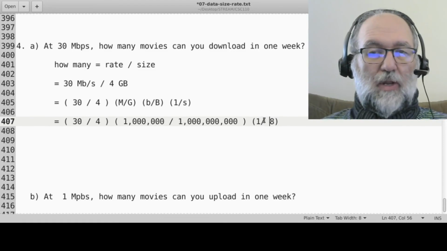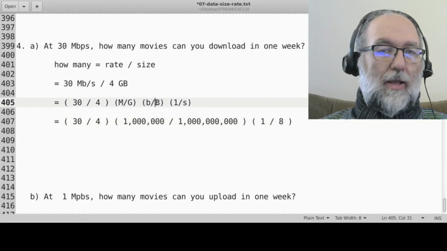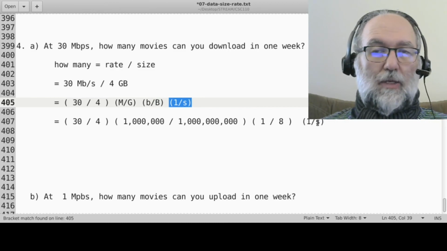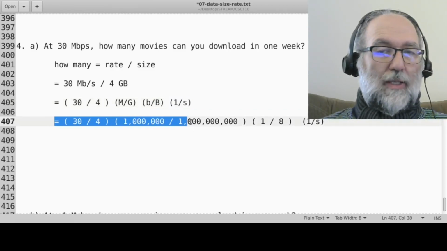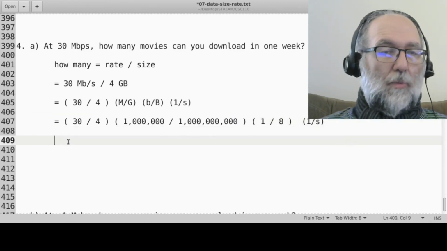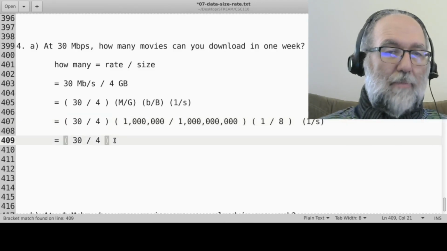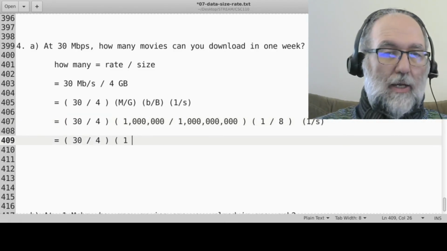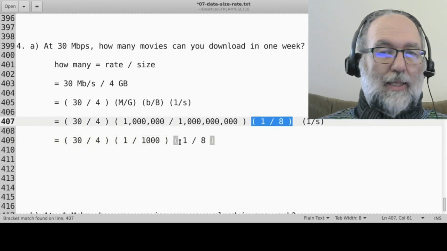Let me spread that out so it's easier to see. Remember, a byte is 8 bits, and so that's like 1/8. And then there's the per second unit at the end there. Finally, let me just do one more step here. That's equal to this. A million divided by a billion is like 1 divided by 1,000. And then there's the 1/8, and then there is the per second.